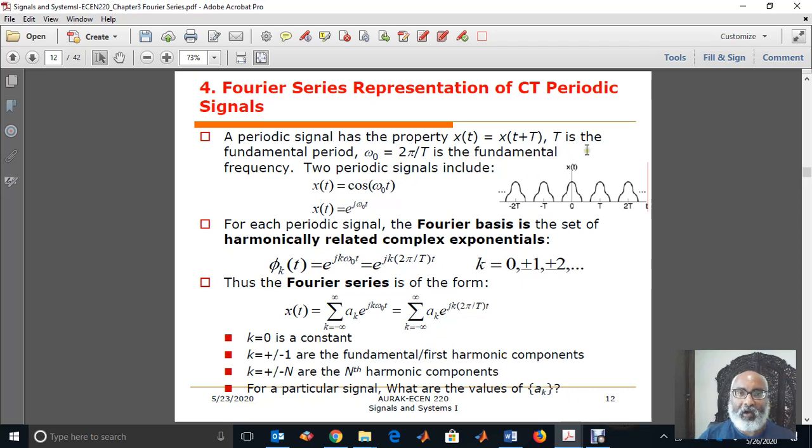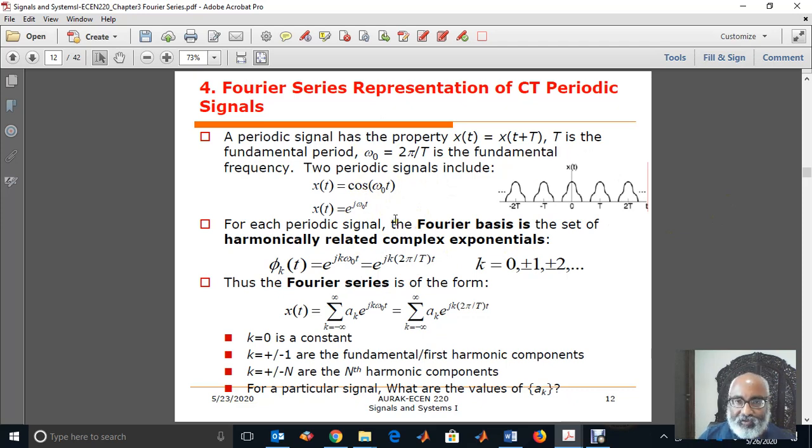Today we will continue our discussion about Fourier series representation of continuous time periodic signals. As you remember, last time we said complex exponential signals are eigenfunctions, and they are very useful, especially in Fourier series analysis, as we discuss in this lecture.